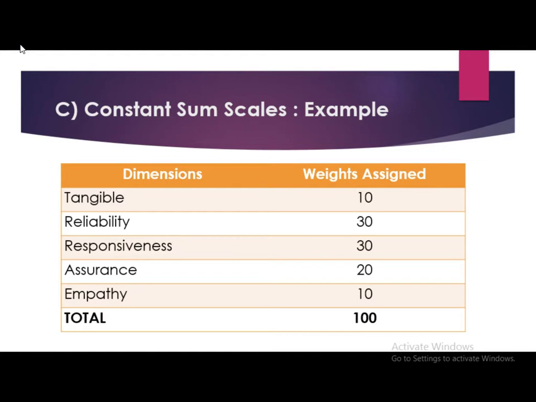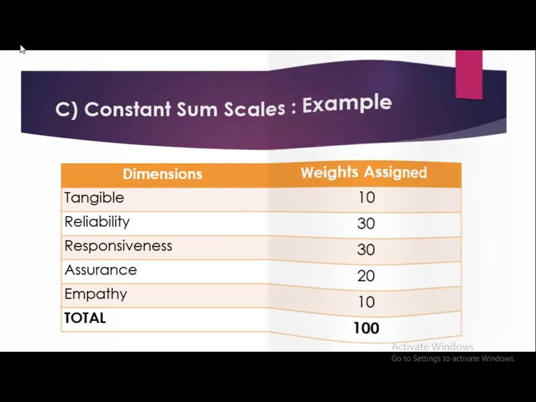So if a researcher thinks that all the five attributes have equal weight, then he can assign 20, 20, 20, 20, and 20. All dimensions can be assigned equal weight. So this is about the constant sum scale.